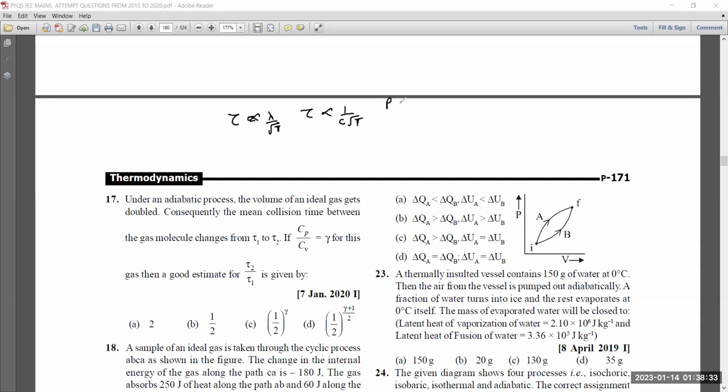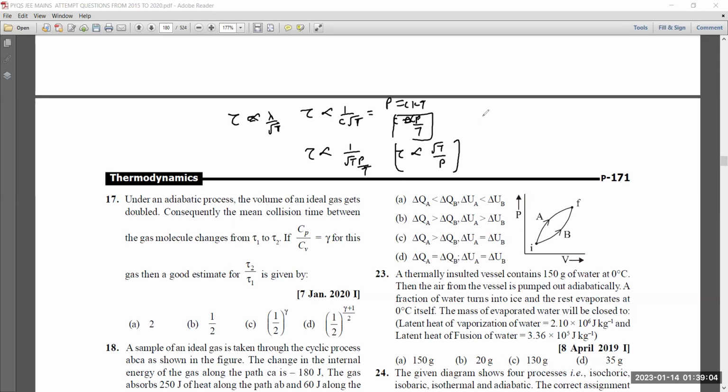And we know P equals CkT, so the concentration is basically P by T, right? And proportional. So if you substitute this, tau is proportional to root T into T by P, basically the answer which we got. Do you remember this? Of course, you don't remember. Okay, if you remember this, then it's easy.